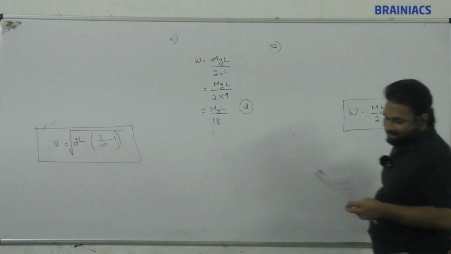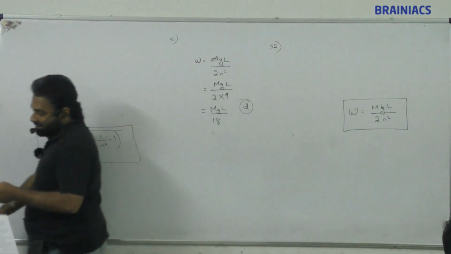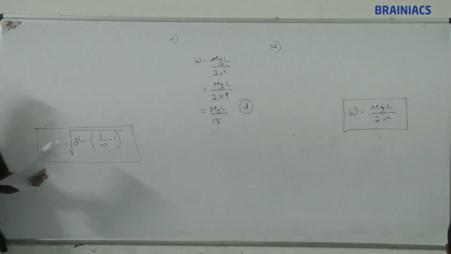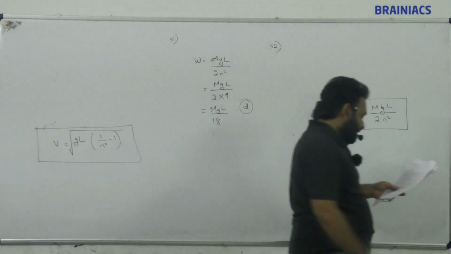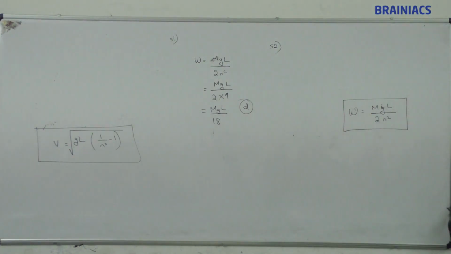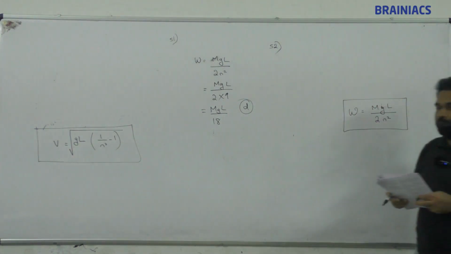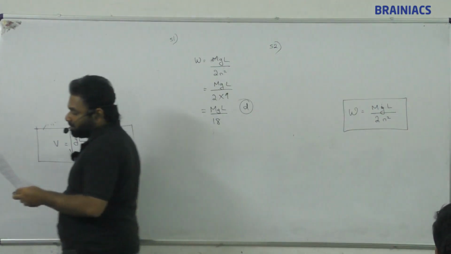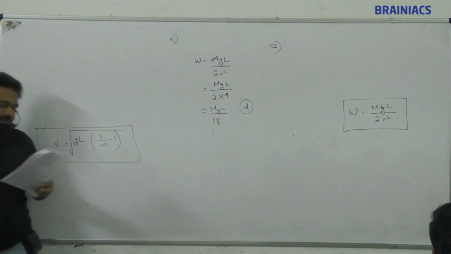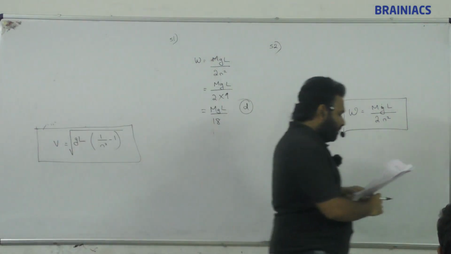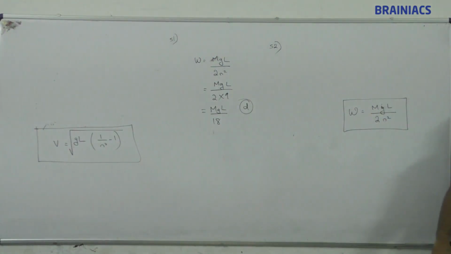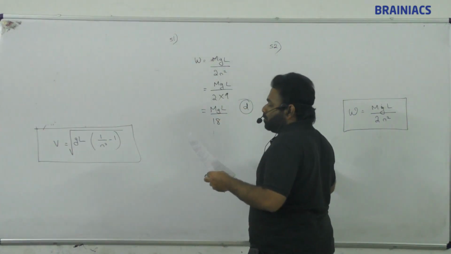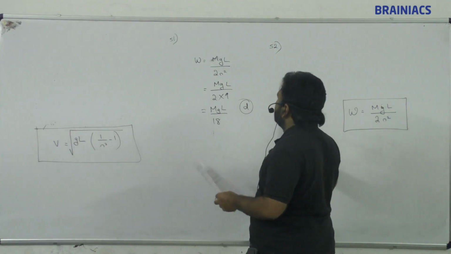Come on. A chain is placed on a frictionless table with 1/4 of it hanging over the edge. Question number 52. A chain is placed on a frictionless table with 1/4 of it hanging over the edge. If the length of the chain is 2 meter, mass is 4 kilogram, then the energy needed to pull it back on the table.